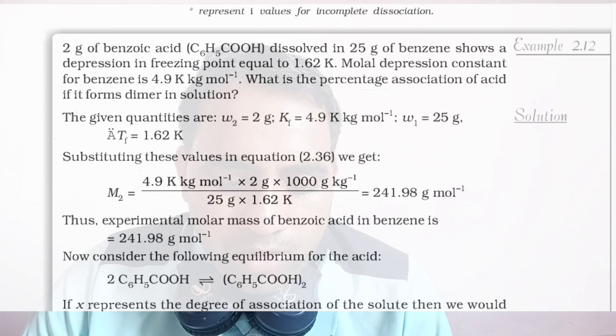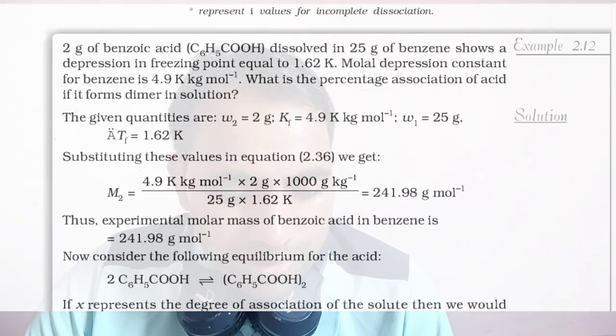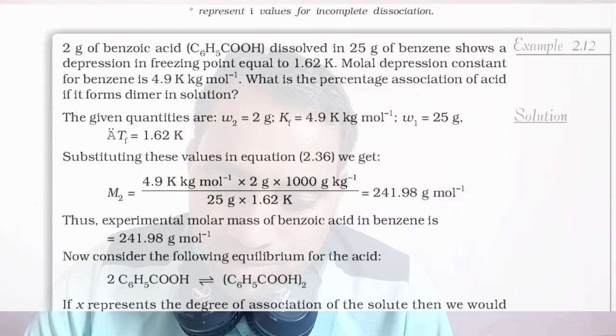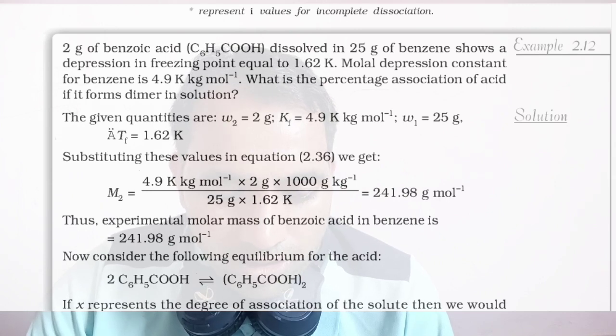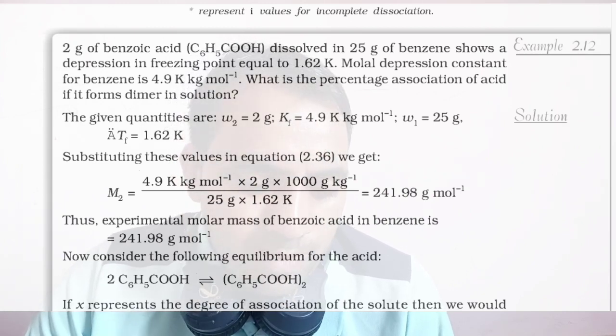We can use the formula of molality. First we calculate the molar mass. M2 equal to 4.9 Kelvin kilogram mole inverse into 2 gram into 1000 gram kilogram inverse upon 25 gram into 1.62 Kelvin. Then we get the molecular mass of benzoic acid, 241.98 gram mole inverse.